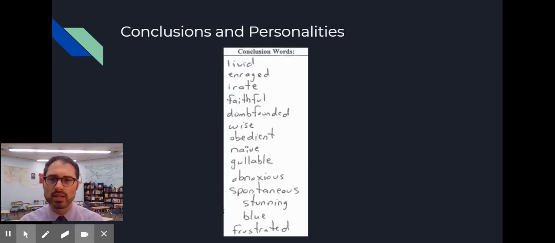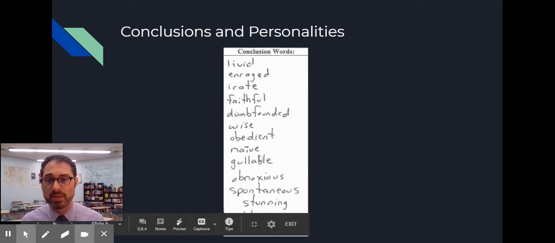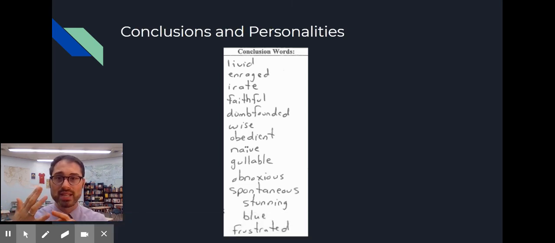So here's just a list of some conclusion words based on if a character's face is red, and based if they say, I hate you, maybe they are enraged. Maybe based on what they're doing, maybe someone says, do this, and the character does the thing. Maybe they're naive or gullible. So we have our 5 methods of indirect, what a character says, does, looks like, thinks or says, and what other characters say. And then we have our direct method of characterization.